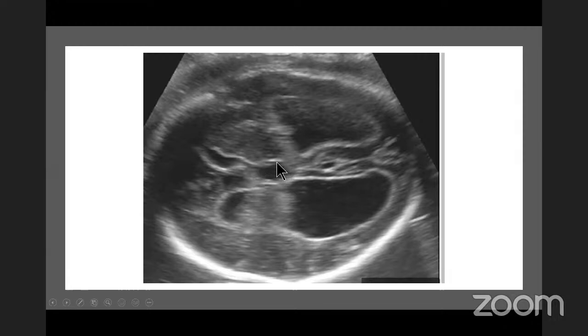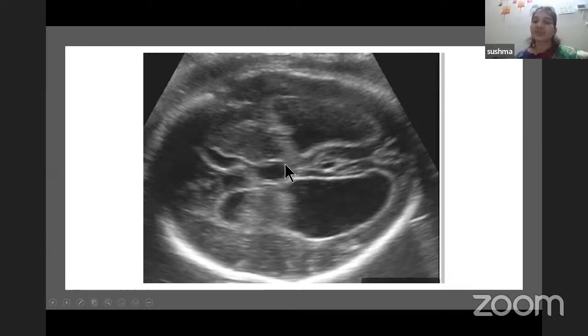Okay, so the structure that we can see here is the third ventricle. The third ventricle is also dilated. So usually for ventriculomegaly, we measure the posterior horn at the level of the parieto-occipital sulcus. We measure the atrium of the lateral ventricle, and if it is more than 10 mm, we call it ventriculomegaly. Here, not only the posterior horn is dilated, the anterior horn is also dilated, and the third ventricle is also.